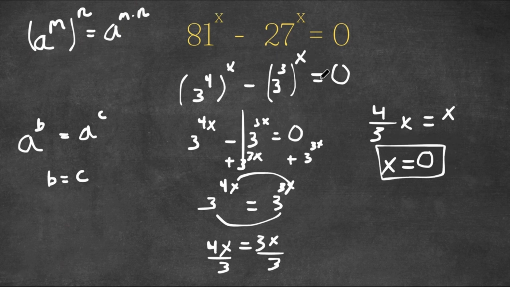And as you can see, if we plug 0 into this equation, we get 81 to the power of 0 minus 27 to the power of 0 equals 0. And anything to the power of 0 is 1. So we get 1 minus 1, which does equal 0.